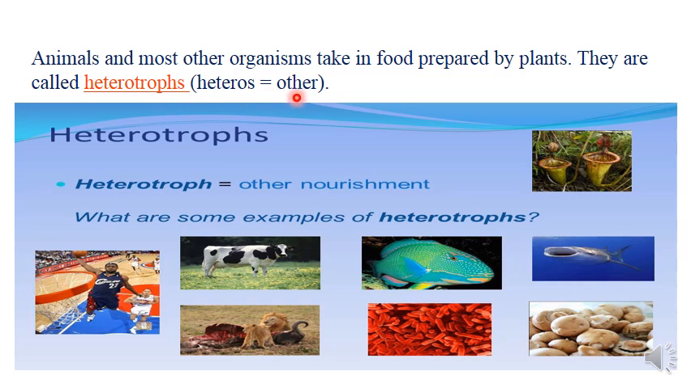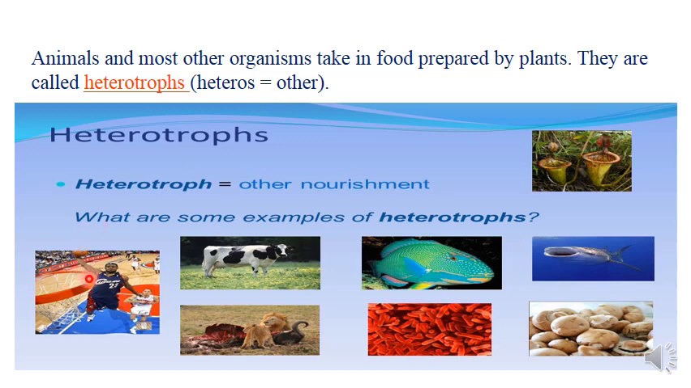Heteros means others. Animals, reptiles, insects, birds, these all depend on the plant or plant products for their food. Such types of animals are called heterotrophs. Heteros means others. They get nourishment from other organisms. Here, the other is nothing but autotrophs. There are only two modes of nutrition. First one is the autotrophic mode of nutrition. Second one is the heterotrophic mode of nutrition.